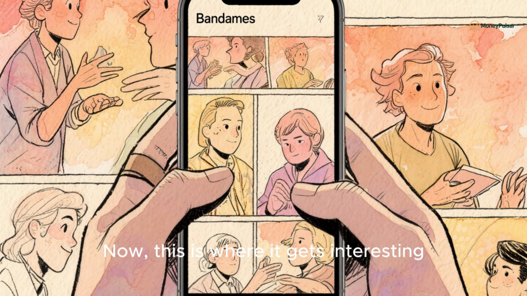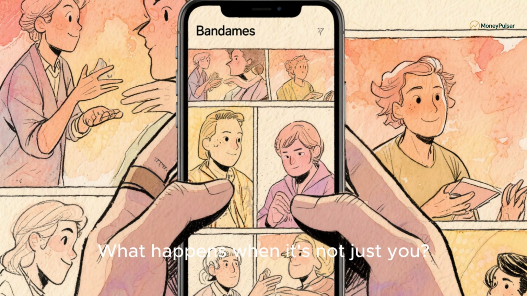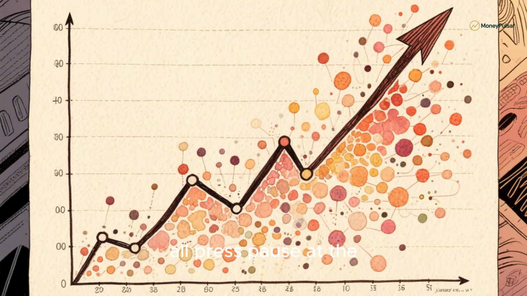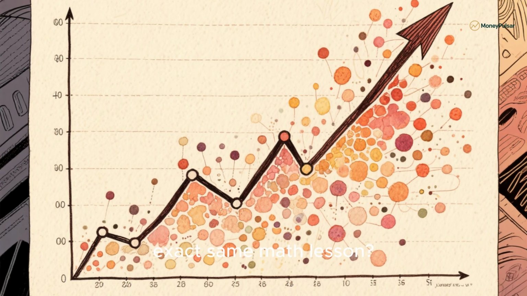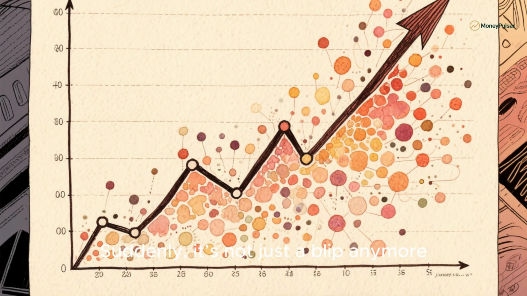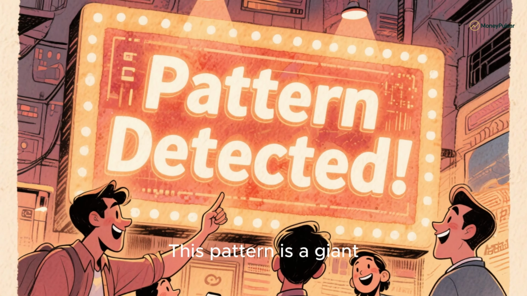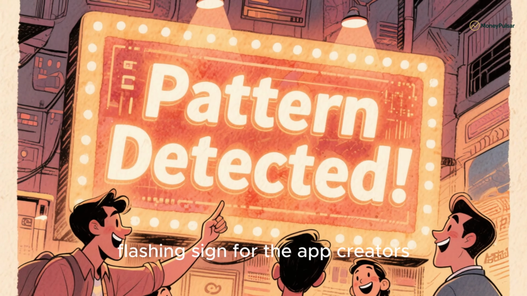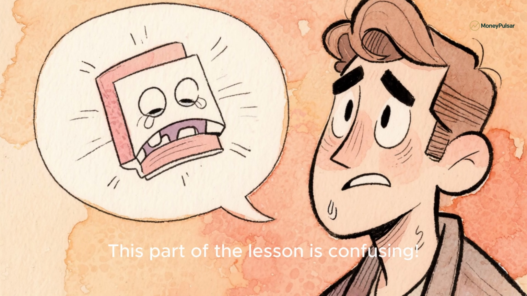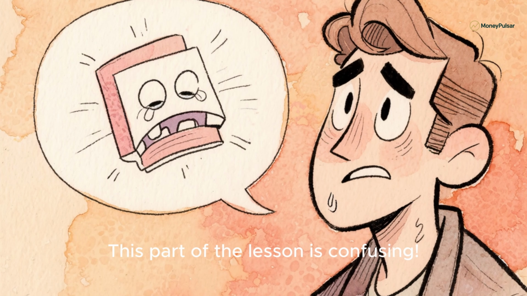Now, this is where it gets interesting. What happens when it's not just you? What if thousands of other students all press pause at the exact same spot in that exact same math lesson? Suddenly, it's not just a blip anymore. It's a pattern. This pattern is a giant, flashing sign for the app creators. It tells them, hey, this part of the lesson is confusing.